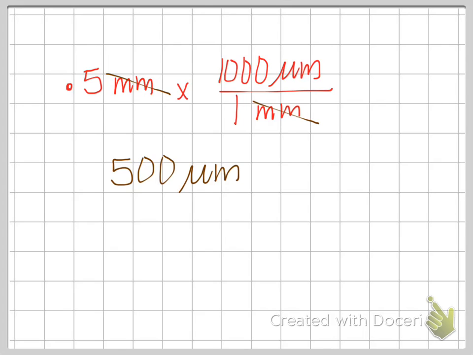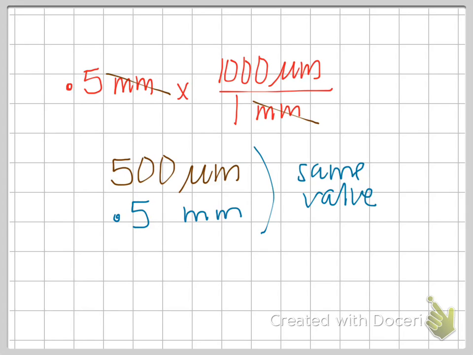And I can see that compared to my 0.5 millimeters, the value is the same, but the units are different. I have more of a smaller unit and fewer of a larger unit.